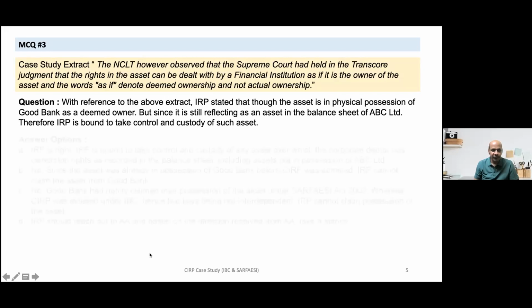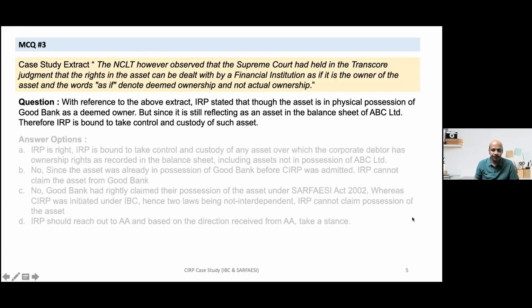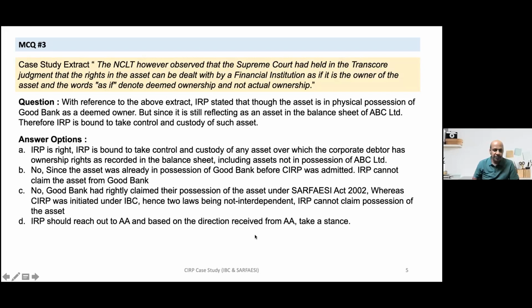These are the options. First is IRP is right. He is bound to take control and custody of any asset over which the corporate debtor has ownership rights as recorded in the balance sheet, including assets not in possession of ABC Limited. Second is no, since the asset was already in possession of Good Bank before CIRP was admitted, IRP cannot claim the asset from Good Bank. Third is no, Good Bank has already rightly claimed the possession of the asset under the SARFAESI Act, whereas CIRP was initiated under IBC. Hence, the two laws being not interdependent, IRP cannot claim possession of the asset.